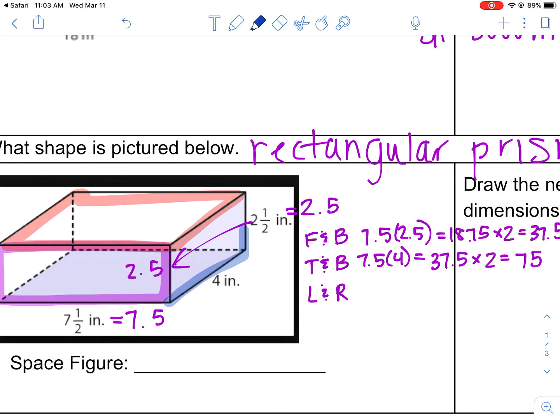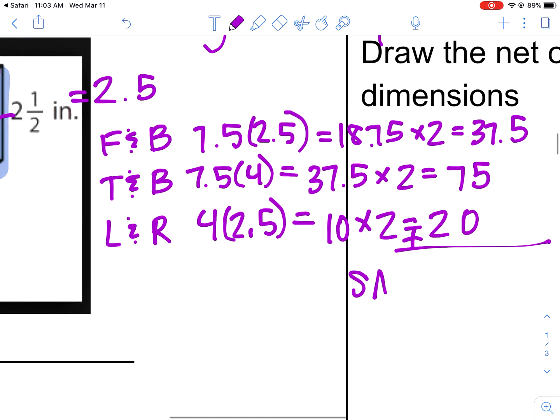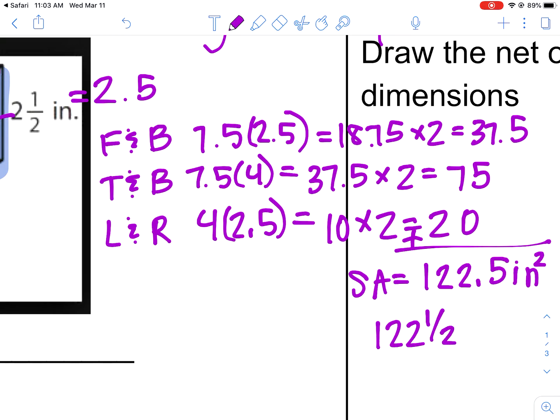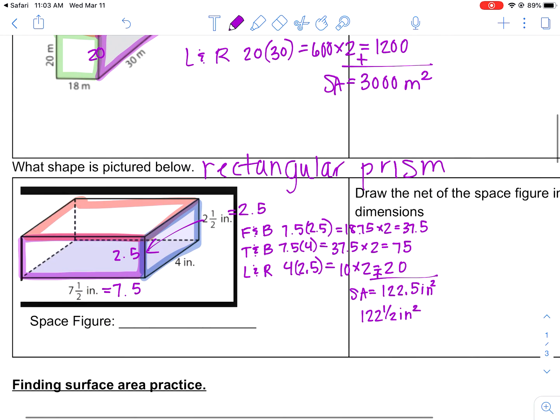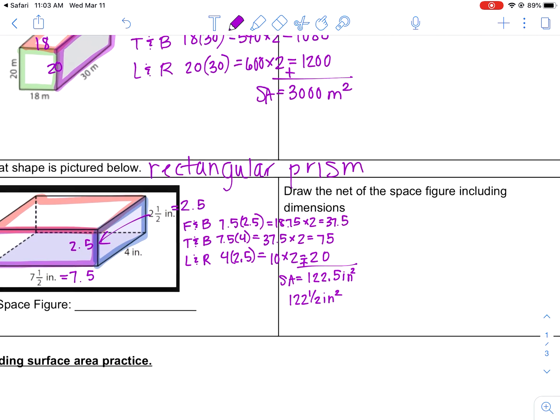And then I have my faces on the left and right, which are 4 by 2.5. Those measurements are already there. So 2.5 times 4 is 10. There are 2 identical shapes, so that's 20. Remember, you're adding up all the surface area from all 6 shapes. So nothing really changed about this process. We're just getting a decimal number, and if it asks for it in fraction form, you want to write that in fraction form. It also asks you to draw the net of this, including the dimensions.